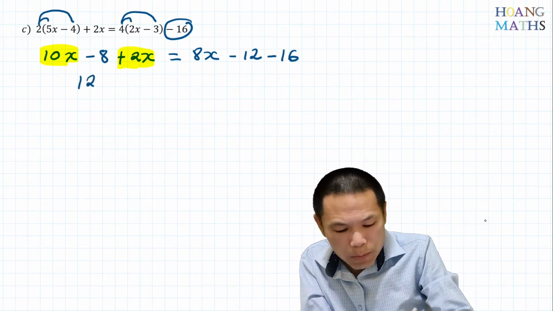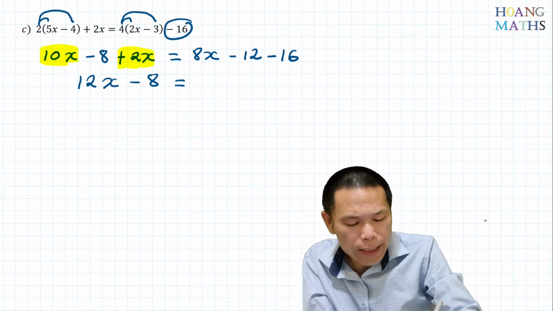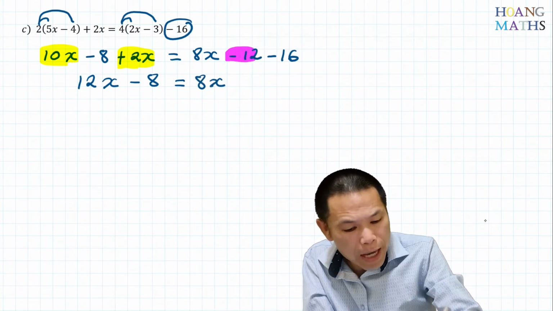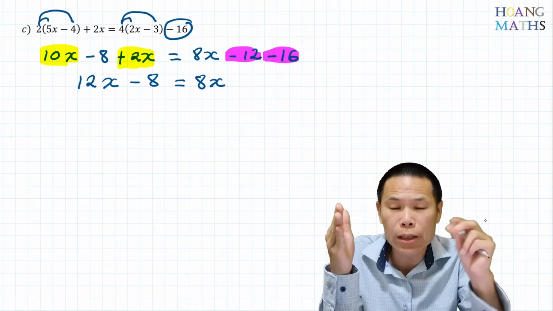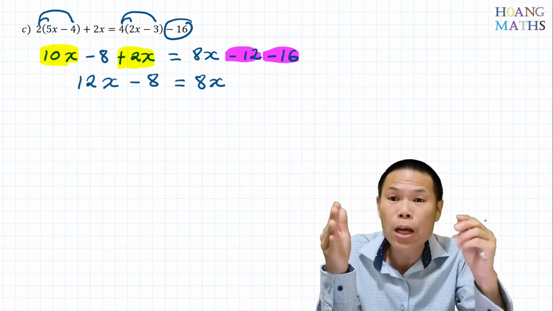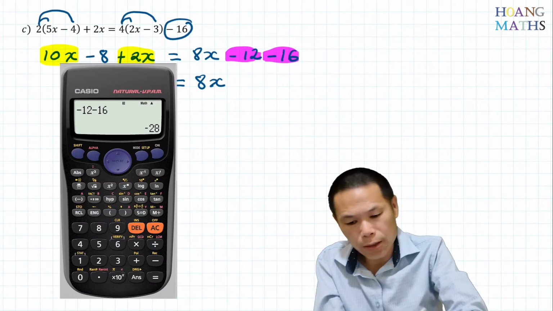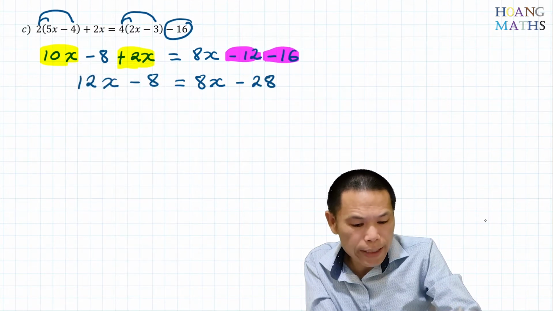So 12x. And negative 8 or minus 8, I just write this down first. And then the 8x, I write this down. And we have the like terms here, minus 12, minus 16. So just put on a calculator. You put minus 12, minus 16, you should get negative 28. So that will give me minus 28.